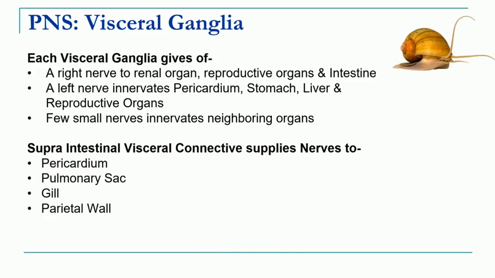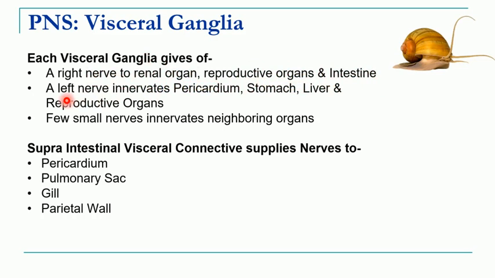Now we come to the last ganglion, that is the visceral ganglion. Each visceral ganglion gives off a right nerve. This right nerve goes to the renal organ, which is part of the excretory system. It also supplies nerves to the reproductive organ and the intestine. So these nerves innervate the excretory organ, that is the renal organ, the reproductive organ and the intestine.